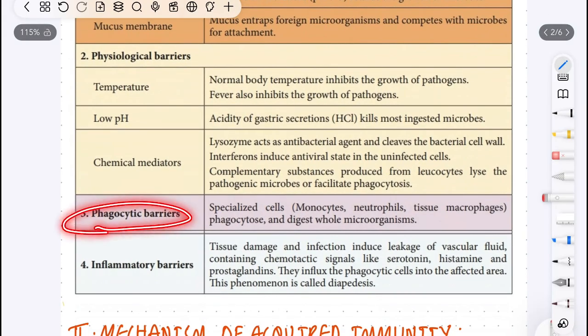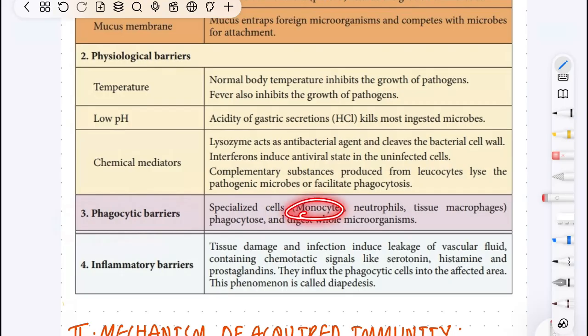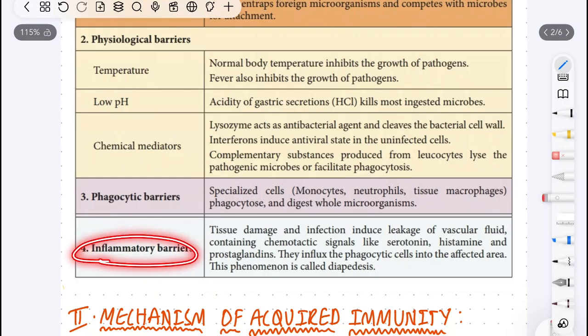Next, phagocytic barriers. There are some specialized cells in our body or the WBC, that are monocytes, neutrophils and other tissue macrophages. They also engulf the microorganism and cause phagocytosis. And the fourth one is the inflammatory barrier. This is somewhat important. These inflammatory barriers are more important from the point of view of MCQs.